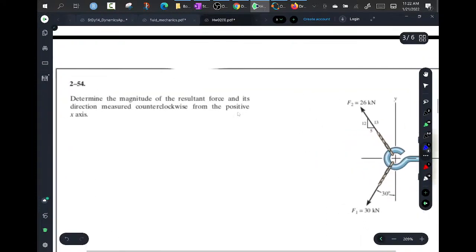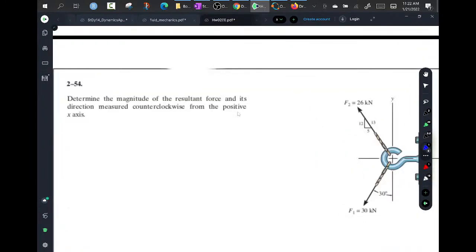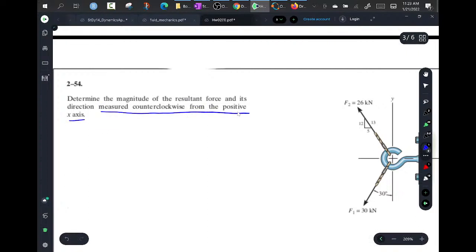Okay, so here determine the magnitude of the resulting force and its direction measured counterclockwise from the x-axis.